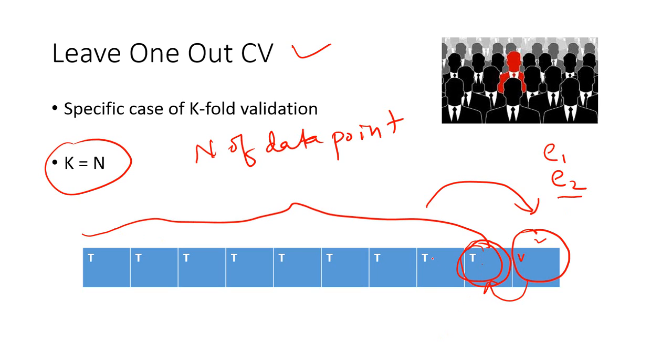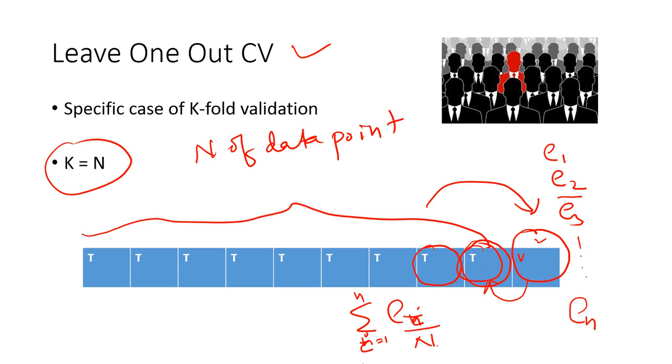And we continue to do the same thing. So we'll get error 3. So you will get as many errors as the number of data points. So you will get error 1 to error n if you have n observations. So the average error would be just the sum of the errors, i equal to 1 to n, divided by n.